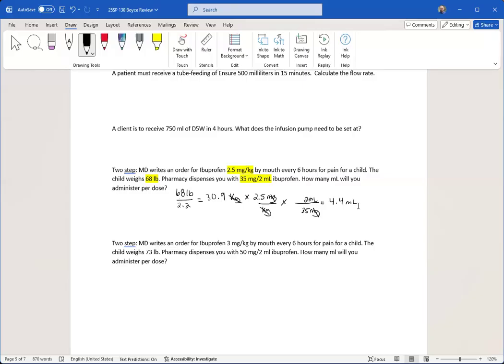You're ordered 100 milligrams, your available is 150 milligrams per milliliter. How much would you administer? That's what this question is. You know how to do the second part, since the first part's a little bit different.